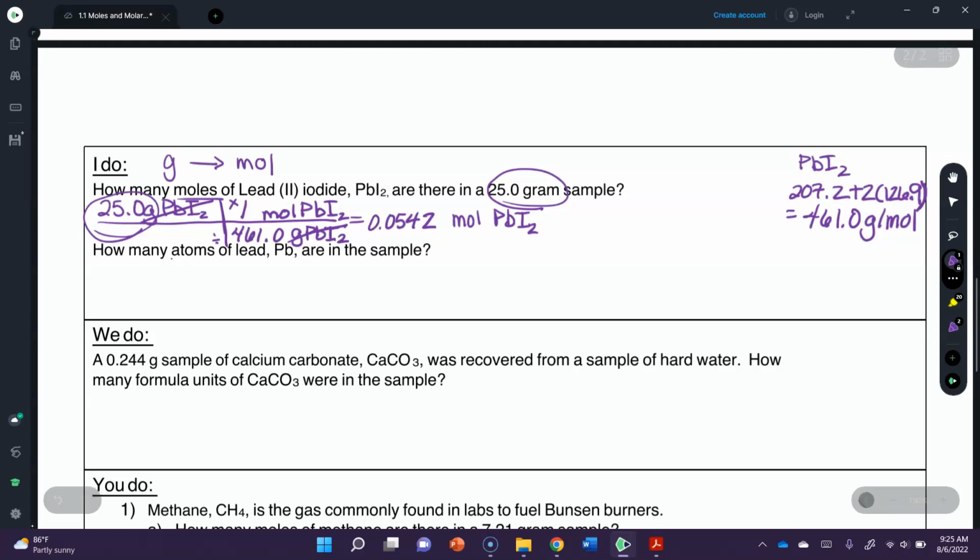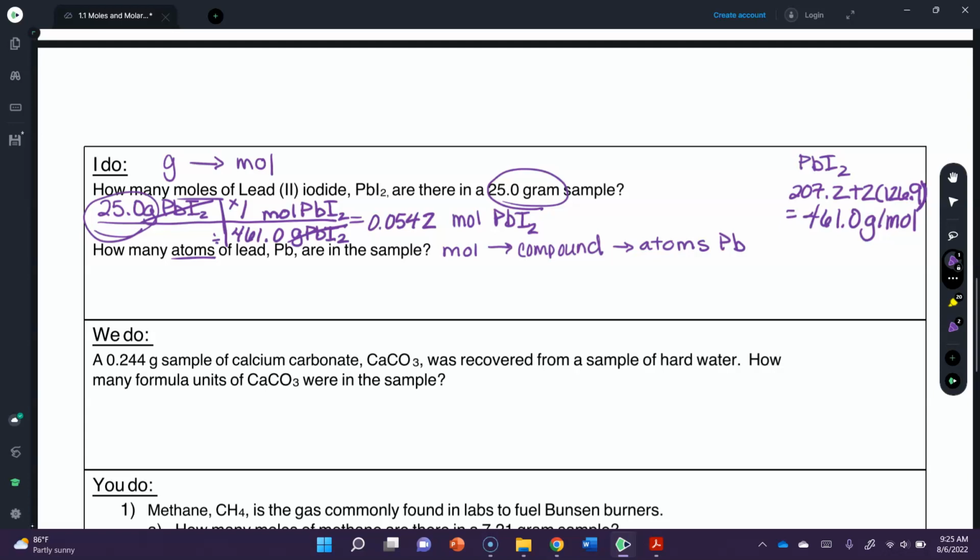My next one says how many atoms of lead are in the sample. So this is a compound or a formula unit, so I have moles. I need to go to the compound or formula unit, and then I can go to atoms, because lead is in this compound. We're going to see that since it's a 1-to-1 ratio, it's easy, but we still need to check that because it is not always going to be a 1-to-1 ratio.